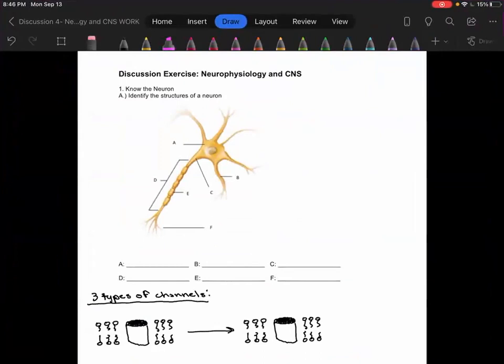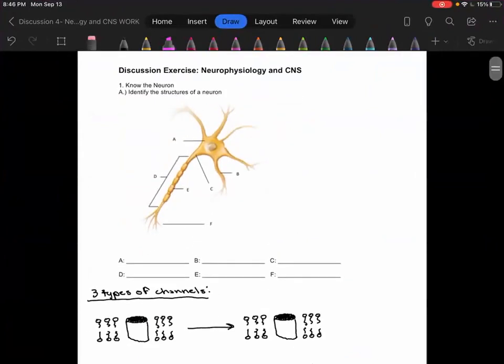Alrighty, so hopping on into this. Today we're looking at neurophysiology and the central nervous system. The first thing we're going to do is a little bit of anatomy. We're going to do some anatomy review, looking at the structures or the anatomy of a neuron. Hopefully a lot of this is kind of memory for you from anatomy classes if you have ever taken any.